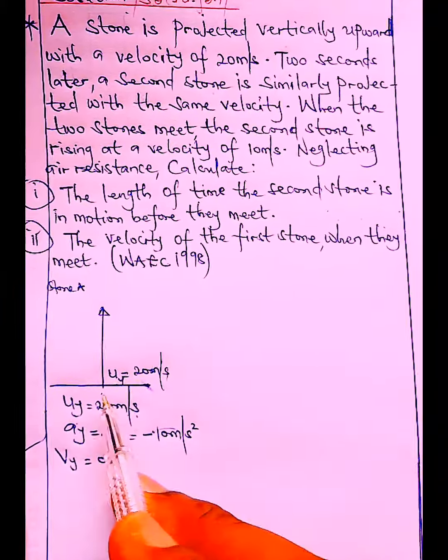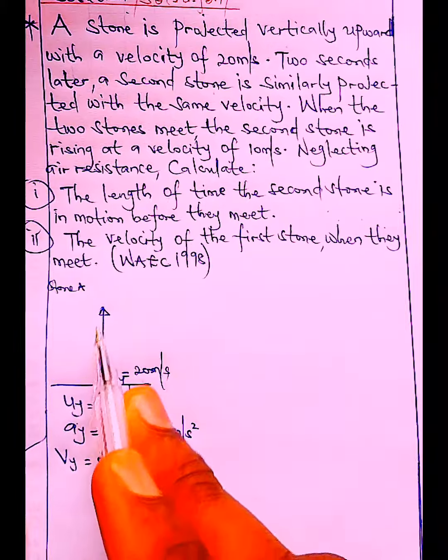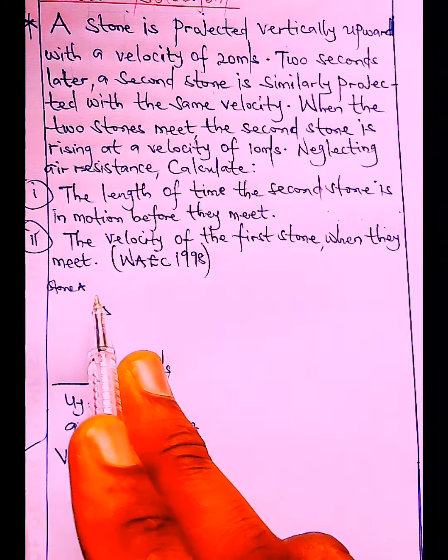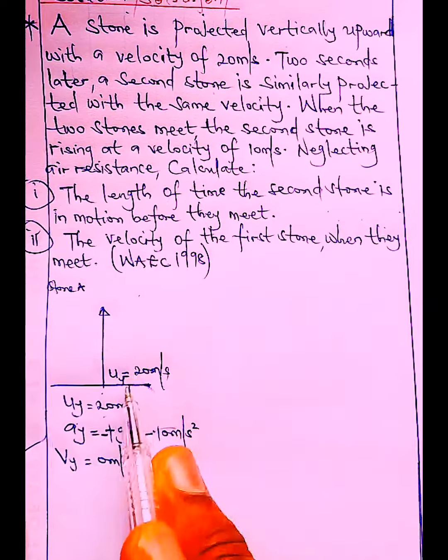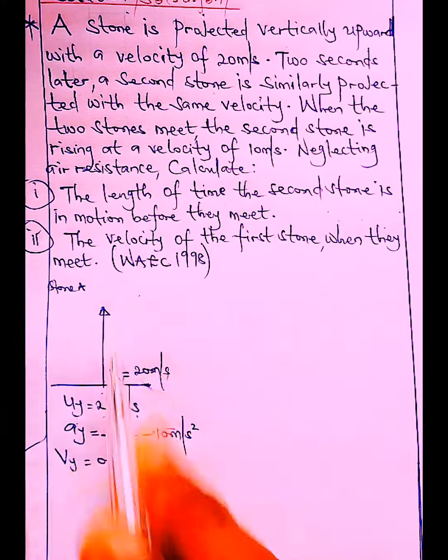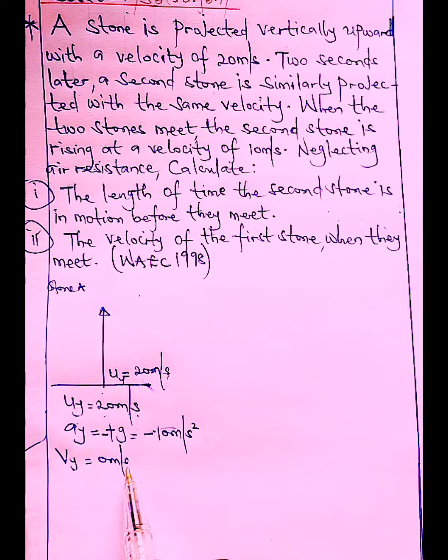Now it's a simple fact. When the body is being thrown up, the body can't keep flying forever. It gets to a point whereby it loses all its initial speed or velocity, then it starts falling back. So at that max height, the final velocity is 0 meters per second.